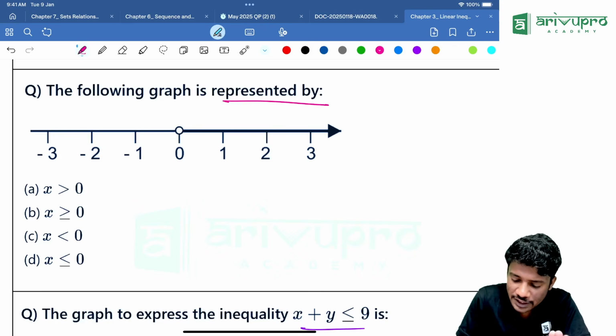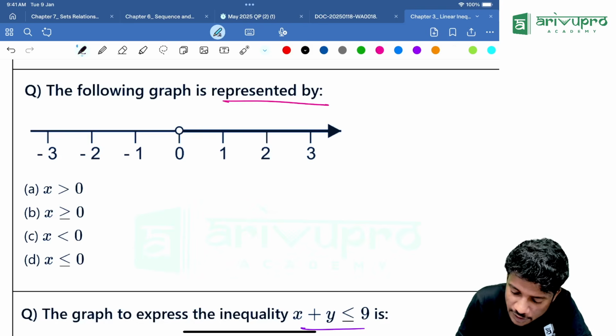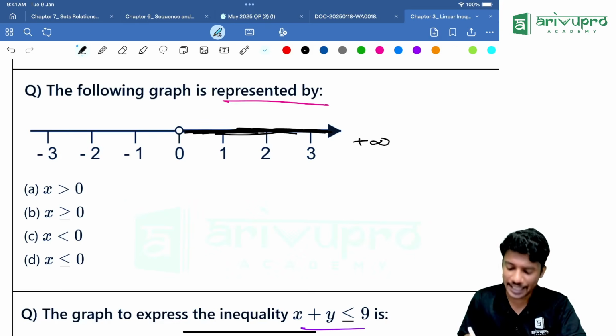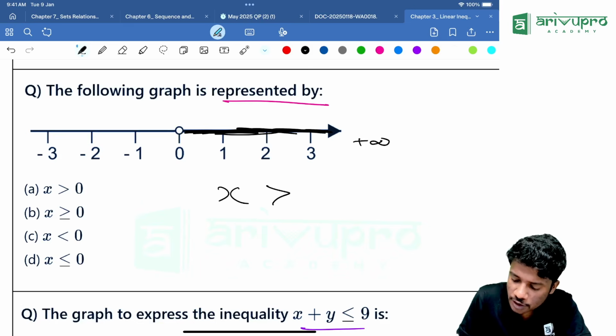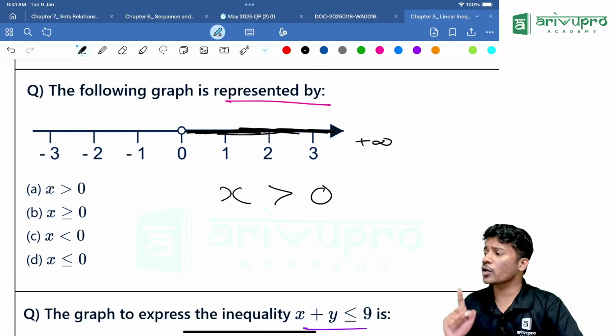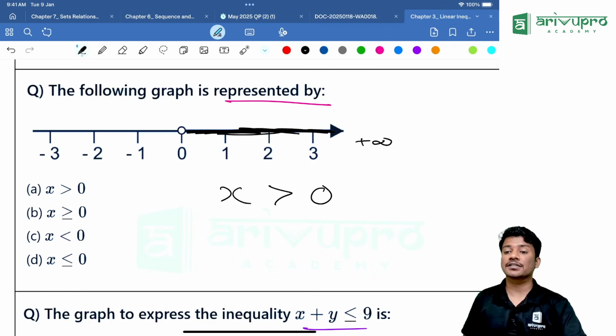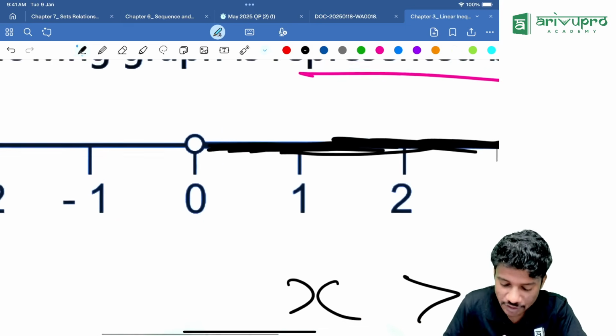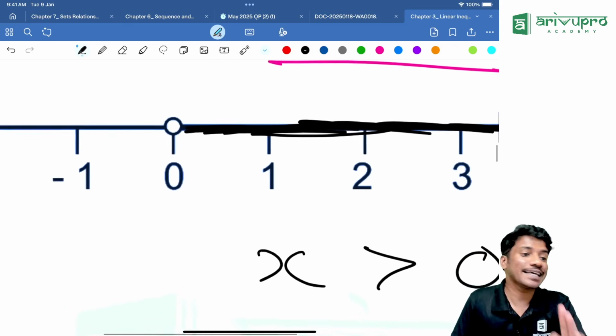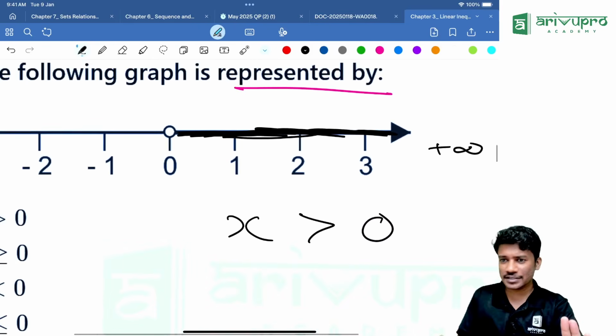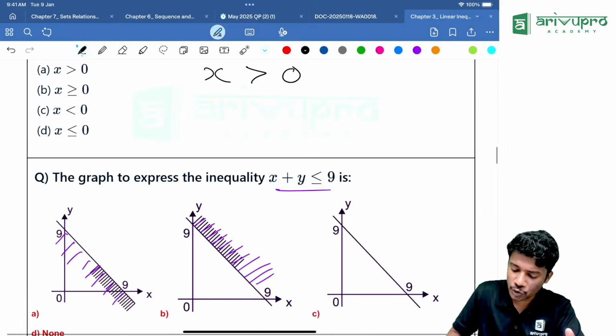The possible values of x, look here, everything is dark over this side, correct? It is dark over this side means it is going towards plus infinity, correct? That means x is greater than what? 0. But is it greater than or equal to 0? No. If this 0 sign was dark, it would have been greater than or equal to 0. Since it is vacant, we can say it is greater than 0. We discussed this, right? Yes.